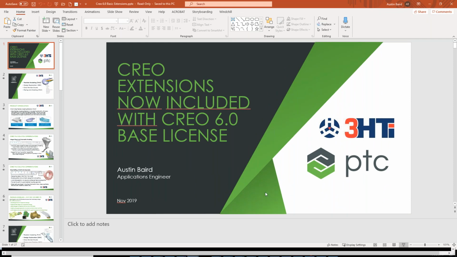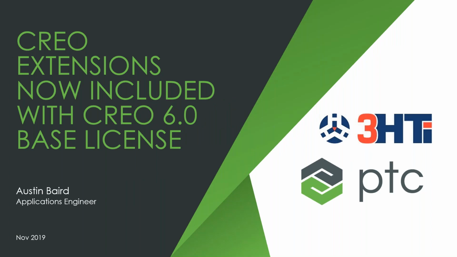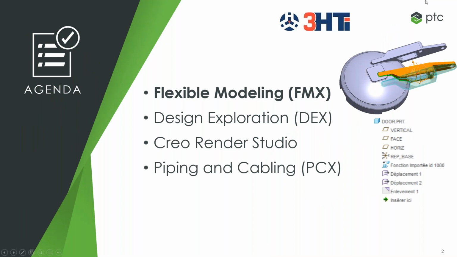Yeah, so Paul did a good job of highlighting the enhancements in Creo 6, Creo base as a whole. What I wanted to cover is functionality that's included in a lot of the entry-level license packages that we see today. So this is functionality that was extensions in the past, so additional cost items, but now you get a lot of this stuff included. These are the ones I'll cover briefly: flexible modeling, design exploration, Creo Render Studio, and piping and cabling.